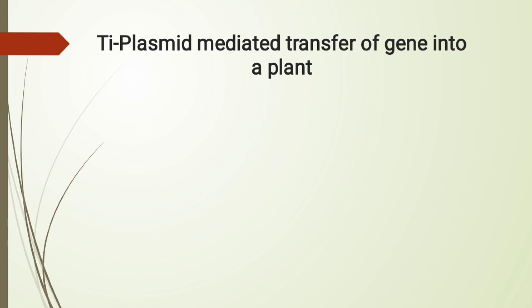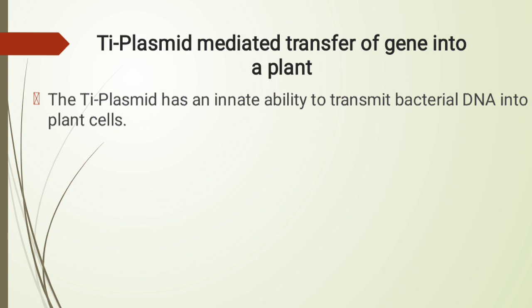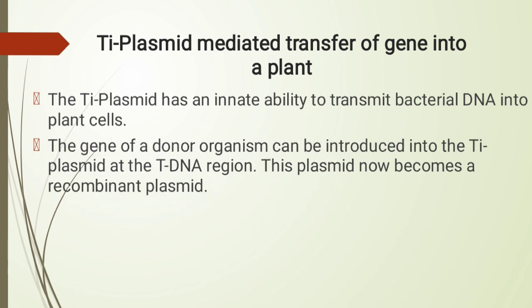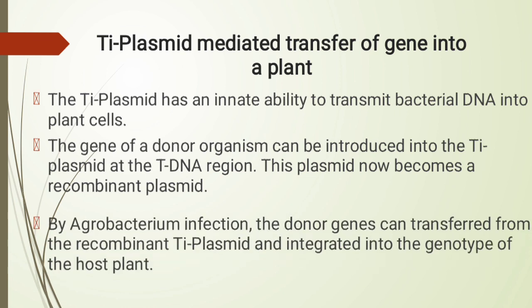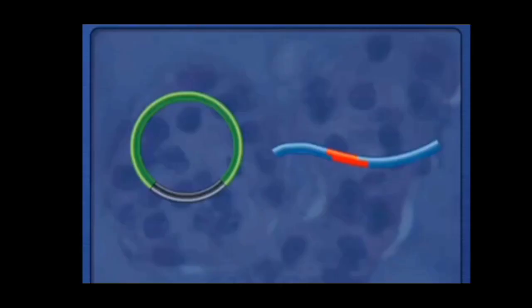Ti plasmid-mediated transfer of genes into a plant. The Ti plasmid has an innate ability to transmit bacterial DNA into plant cells. The gene of a donor organism can be introduced into the Ti plasmid at the tDNA region. This plasmid now becomes a recombinant plasmid. By Agrobacterium infection, the donor genes can transfer from the recombinant Ti plasmid and integrate into the genome of the host plant. I will show you the gene transfer in plants using the Ti plasmid.